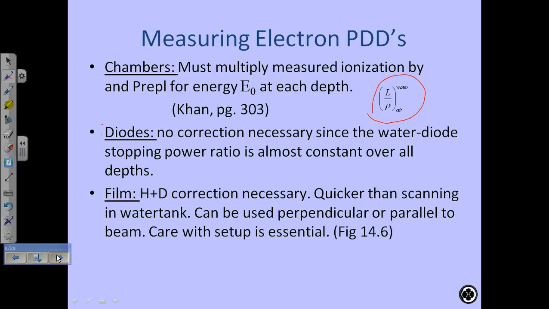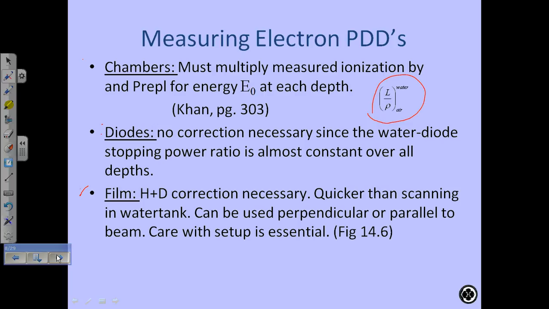Film, H&D correction is necessary. This is all under measuring electron PDDs: chambers, diodes, and then film. So with film, H&D correction is necessary. That's the characterization curve. With film, it's quicker than scanning in a water tank because you could place the film edge on and you could shoot it, and you can just irradiate it with 100, 200 monitor units, and you've got a PDD. Of course, you have to scan it afterwards, so I don't know if it's that much quicker.